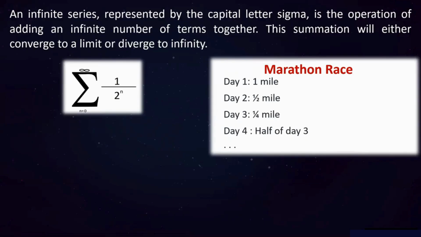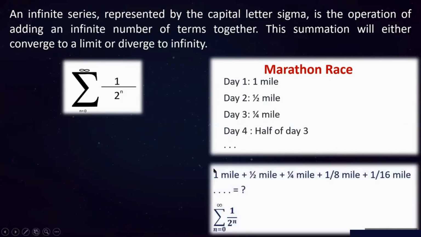To find the total distance Ravi ran at the end, what can we do? We need to just add all these distances. On day 1, how much he has run, and on day 2, how much he has run, and day 3, we need to add all these distances. So simply we need to add them, right? Like this: 1 mile on day 1, then half a mile on day 2, then 1/4 mile on day 3, like this. If you add all these distances, that gives you the total distance he has run, right?